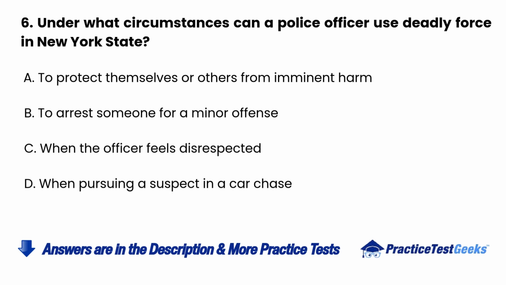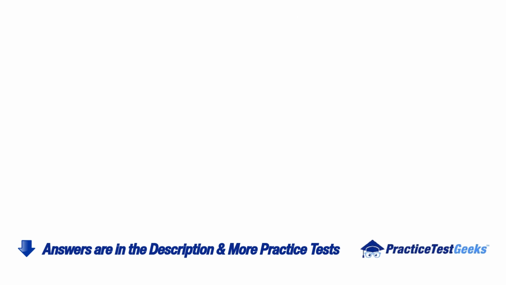6. Under what circumstances can a police officer use deadly force in New York State? A. To protect themselves or others from imminent harm. B. To arrest someone for a minor offense. C. When the officer feels disrespected. D. When pursuing a suspect in a car chase.